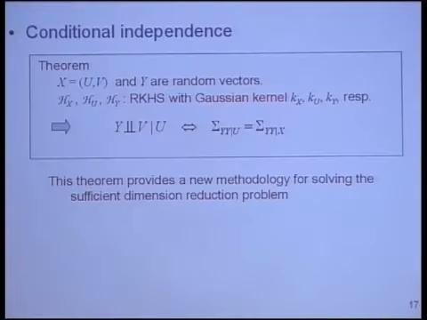Okay, so we have proved a theorem which says that we can now characterize conditional independence with these operators. Define X to be partitioned into U and V, and let Y be a random vector. Put reproducing kernel Hilbert spaces on everything with these kernels. And now it is a fact that you have conditional independence of Y and V given U if and only if these conditional covariance operators are equal. This is always bigger than this, but if you have equality, then you get conditional independence.